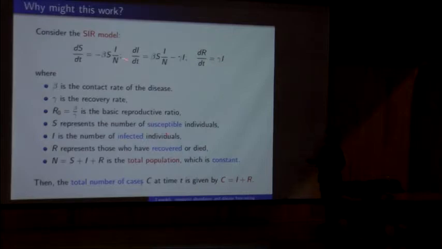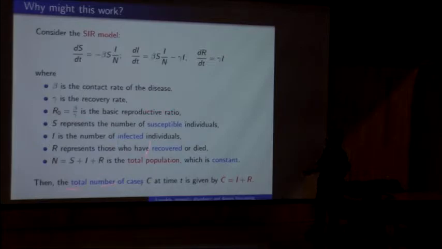And there are two parameters. Beta is the contact rate of the disease. It essentially measures how likely it is, when you get in contact with a person who's infected, that you're going to be infected yourself. And gamma is the recovery rate. There's one parameter that everyone looks at in epidemiology: the ratio of beta to gamma, and that's called the basic reproductive ratio.